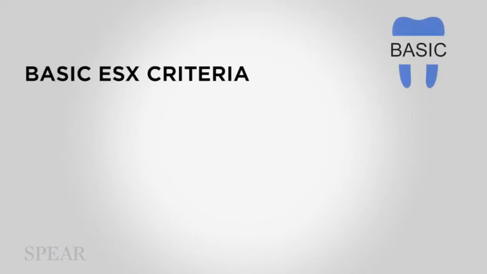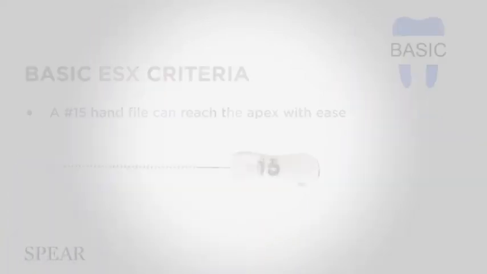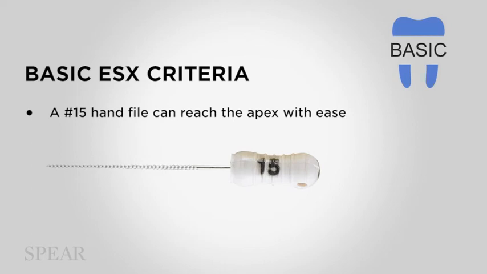Yeah. So again, let's go back to what defines a basic ESX protocol, or a basic canal to which you would apply the basic ESX protocol. It is a case or a canal in which a number 15 hand file goes to the apex easily. So you've opened up your canal. You got your original access based on our access course that we discussed. Then you put a size 15 hand file in there. If it easily goes down to the apex and you measure your working length, you're dealing with a basic canal. You should apply this particular protocol to it.